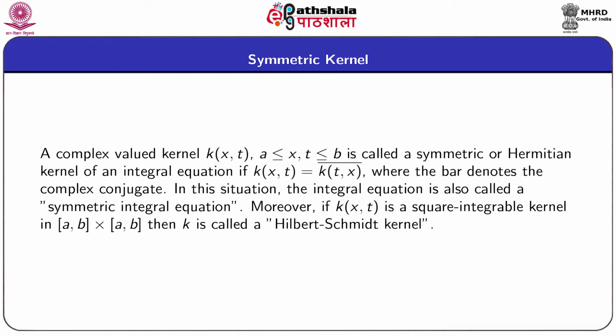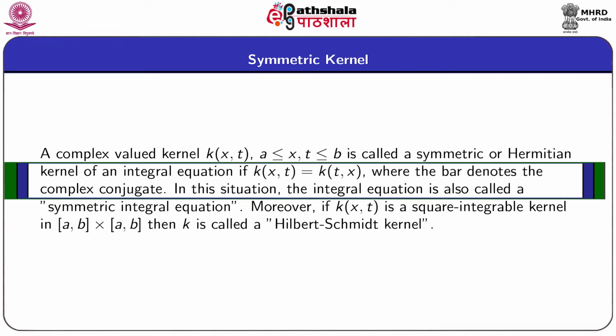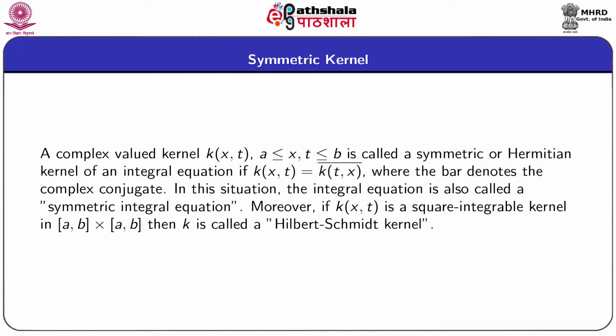Now what is called a symmetric or Hermitian kernel? This we have discussed in previous modules. Now we give the proper definition. A complex valued kernel k(x,t), where x and t lie in the closed interval [a,b], is called a symmetric or Hermitian kernel of an integral equation if k(x,t) is equal to k bar (t,x), where the bar denotes the complex conjugate. In this situation, the integral equation is also called a symmetric integral equation.